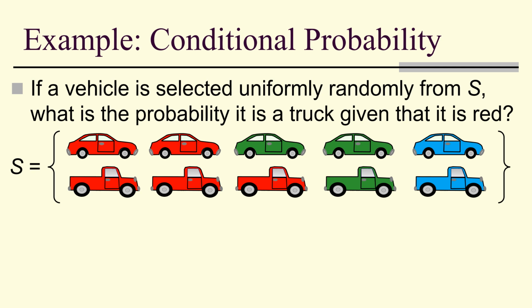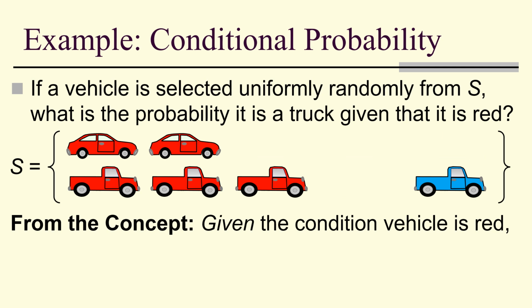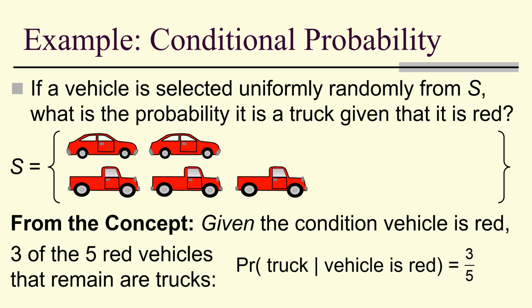For example, suppose we uniformly randomly select an automobile from this set X. What's the probability that it is a truck given that it is red? Well, we can just use the concept of conditional probability. The condition that the vehicle is red means we can ignore all the non-red automobiles. 3 of the 5 red vehicles that remain are trucks, and therefore the probability of a truck given that the vehicle is red is 3/5, or 0.6.